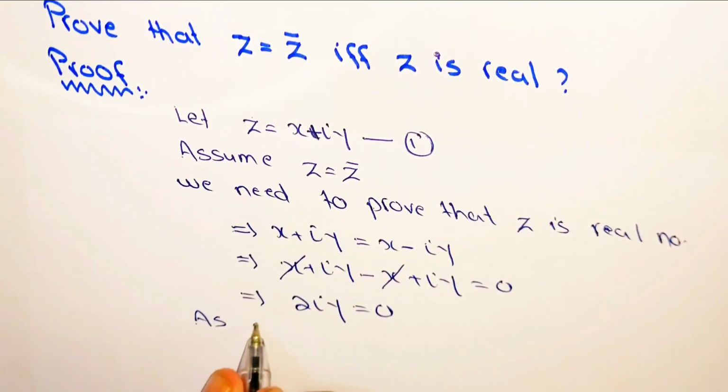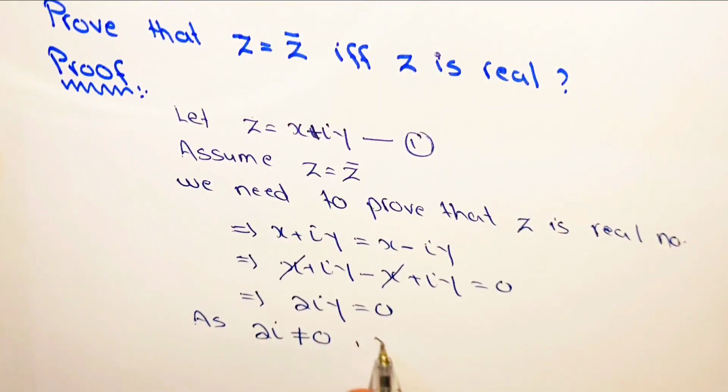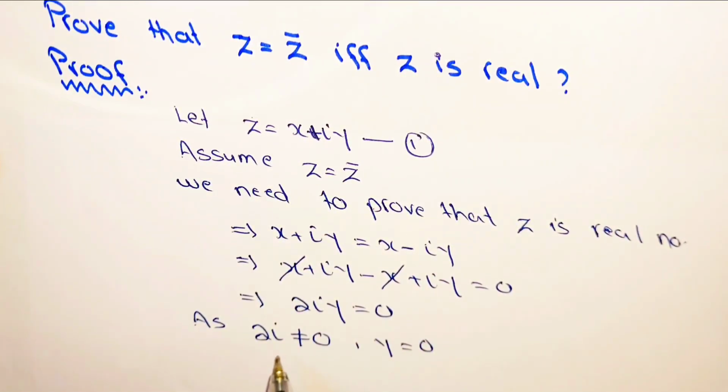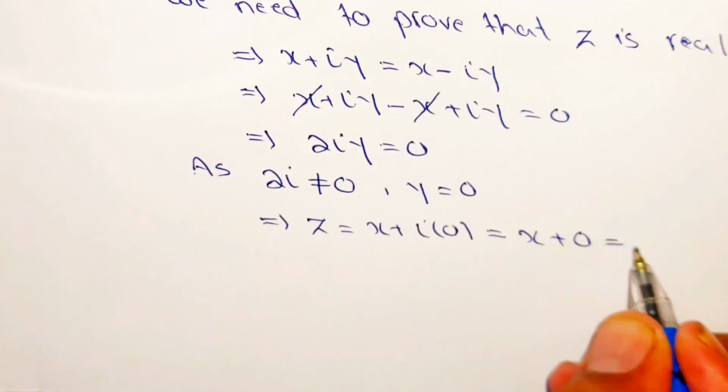As we know, 2 iota, which is an imaginary number, is not equal to 0. So if 2 iota is not equal to 0, this means y is equal to 0. If we multiply 2 iota with y, it is equal to 0 because y is equal to 0. Now put this y value into equation number 1. By putting this y value in equation number 1, this implies that z is equal to x plus iota into 0, which is equal to x plus 0, which is equal to x.